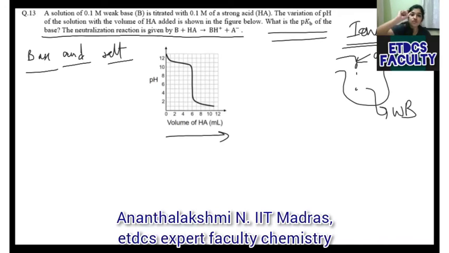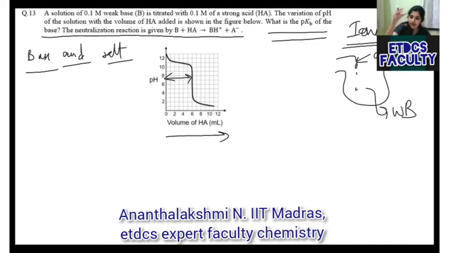Okay. So we can see for this 0 to 6 region, as we keep on adding the acid, the pH is not changing much. It's almost kind of constant. And this region is called a buffer region. And there is a good reason as to why it is kind of constant, which we'll learn in detail in ionic equilibrium. Okay, so till 6 ml, it's a buffer region.